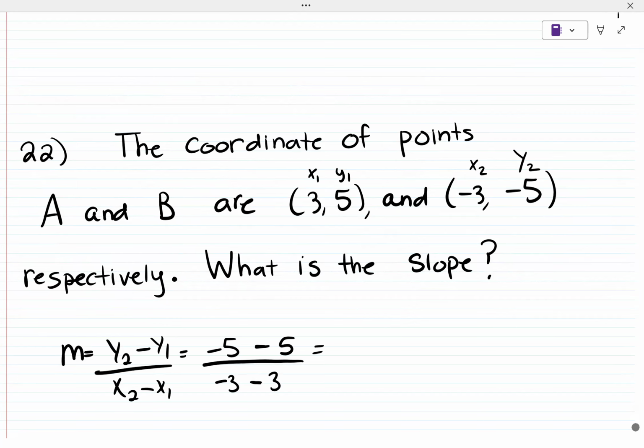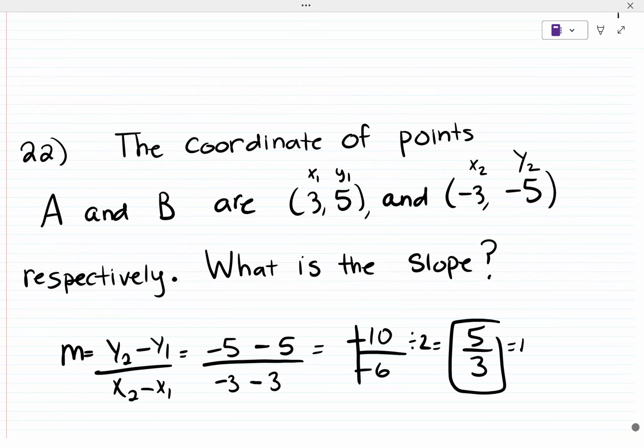What is negative 5 minus 5? It is negative 10. And then what's negative 3 minus 3? That is negative 6. We know that two negatives become a positive, and then this can be reduced by 2, so that's 5/3. Okay, so that is my slope.